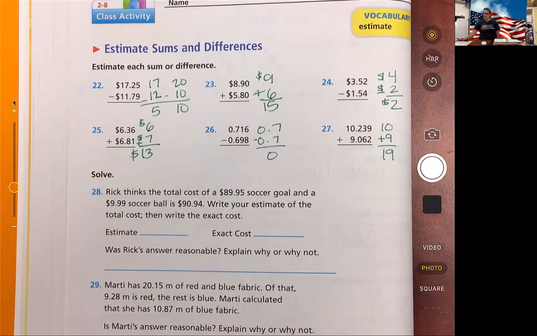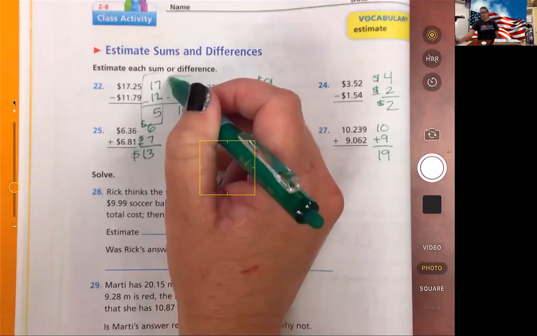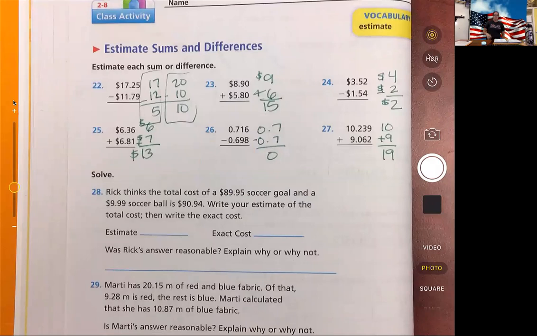How would you write number 22? Would you write 5, 10? So we did it two different ways. We rounded to 17 and 12, and we rounded to 20 and 10, just to show that depending on what place value you round to, you can come to a big difference in your answer. So you would write that exact thing right there? Yeah. Okay. Let's look at 28.